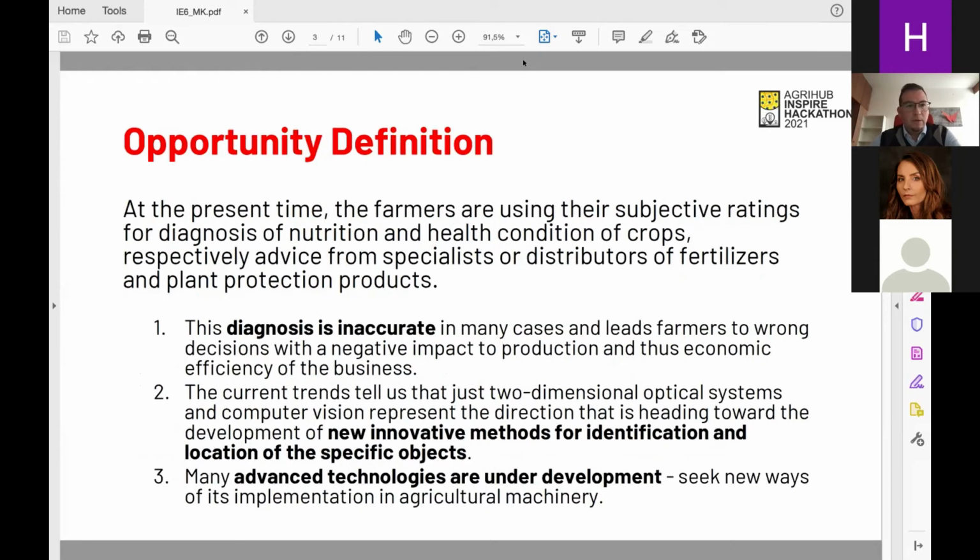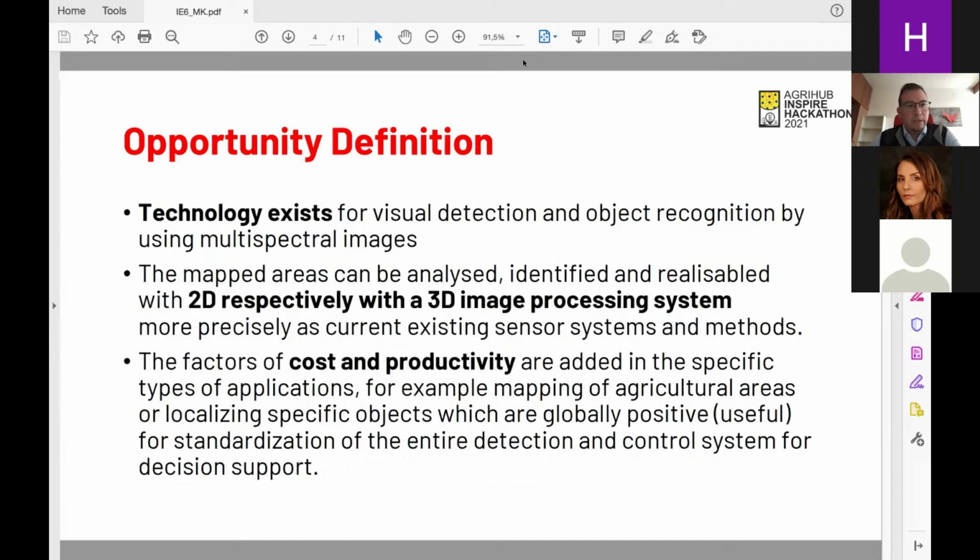So we see that as this diagnosis is not accurate enough, however, there occurred new innovative methods for identification and location of specific objects, and also there are advanced technologies under development in the field of agricultural machinery, including drones. We see that a lot of technology exists, and it needs to be utilized for specific scenarios. We see that there is a call for 2D and 3D image processing systems. And we see that there are many initiatives in the research field. However, they were not transformed yet into practice.